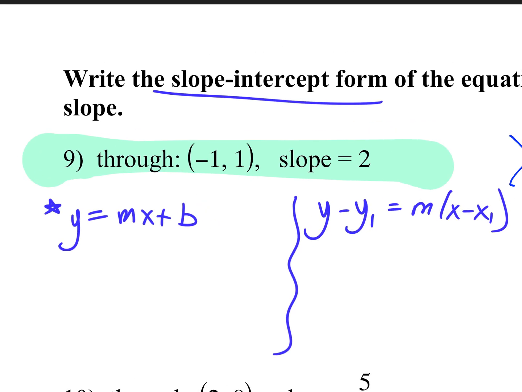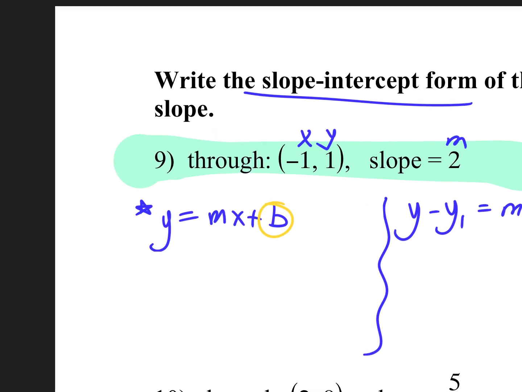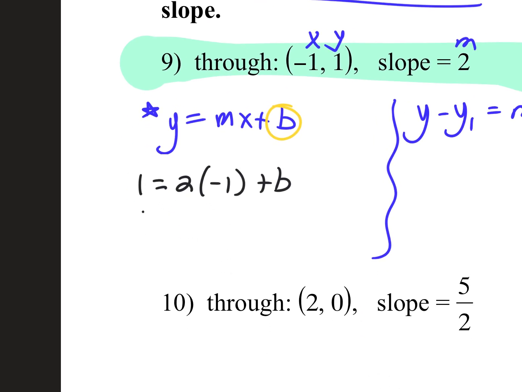So write down what they gave you. They gave you an x, they gave you a y, they gave you an m. So do you have enough information to find the b? Yeah, so go ahead and just plug it in there. What are you going to write? 1 equals 2 times negative 1 plus b. So 1 equals negative 2 plus b.